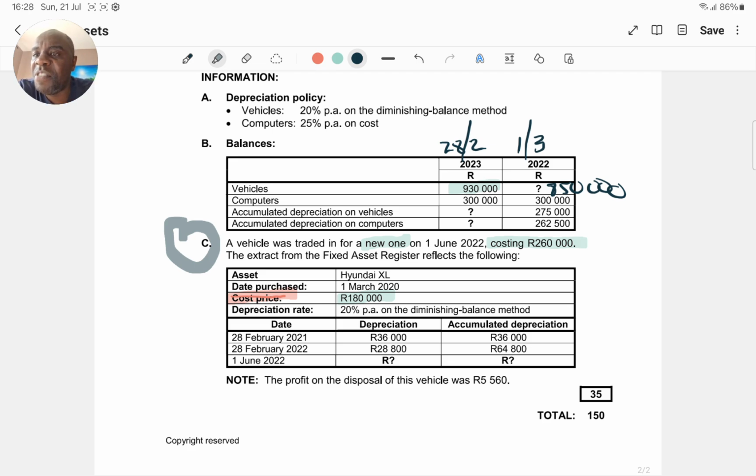Let's put this into perspective by doing a calculation. Where do I start from? The vehicle was initially purchased on the 1st of March 2020. Then we used it from the 1st of March 2020 to 28 February 2021. Then it lost a value of 36,000. Then we used it again from the 1st of March 2021 up to the 28th of February 2022. Then it lost a further 28,800. If you add these two numbers, it gives you 64,800. Then we used it in the current financial year.